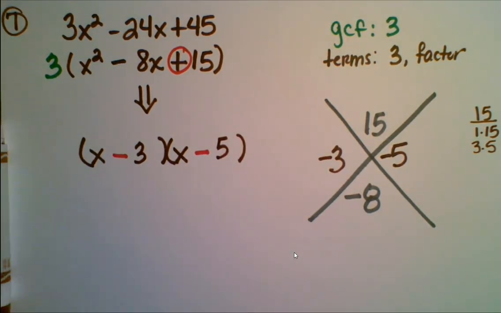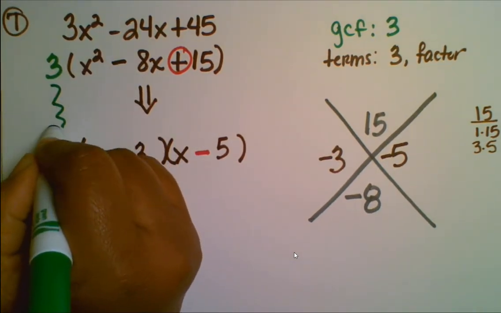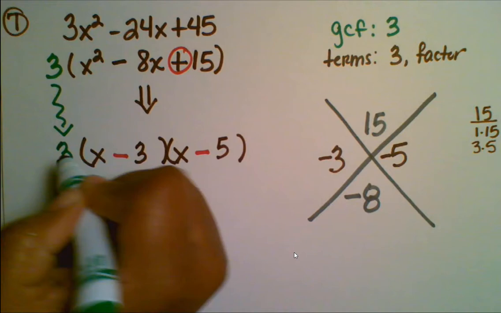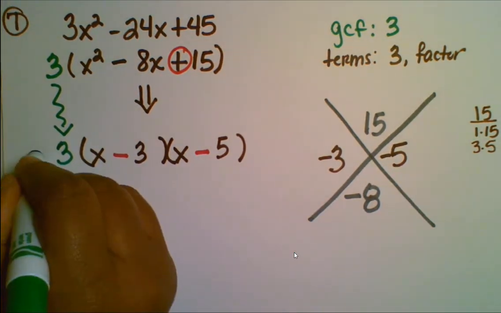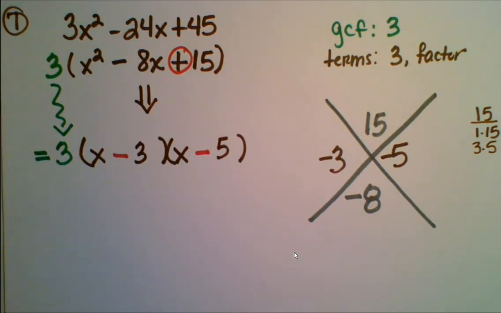But don't forget about the 3 that was factored out at the beginning. So our solution is 3 times x minus 3 times x minus 5. And there we go.